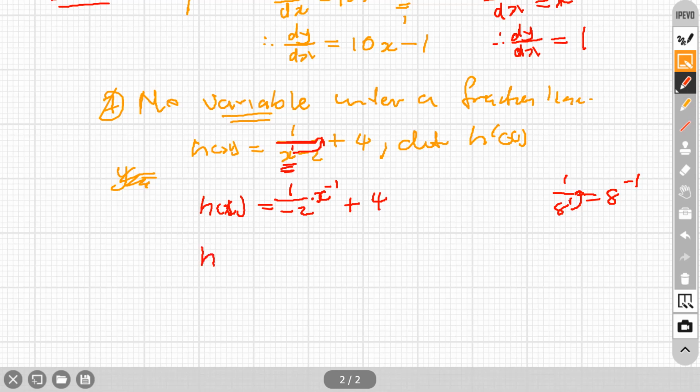So we're going to have h prime of x, or the first derivative of h of x, which is going to be equal to this power times the whole thing here. We're going to have a positive 1 over 2, then we have our x, then here is going to be negative 1. We're going to have negative 2.